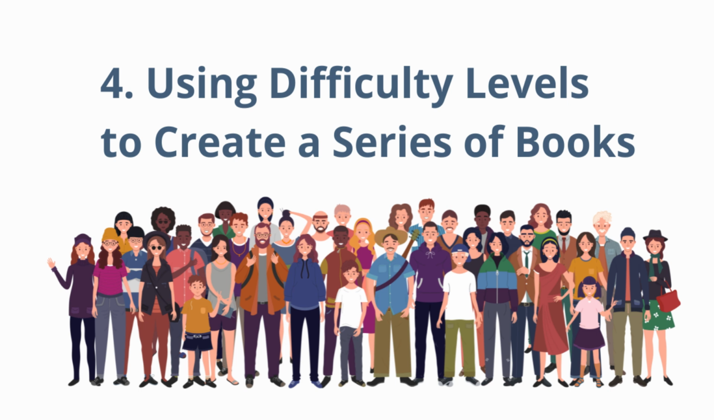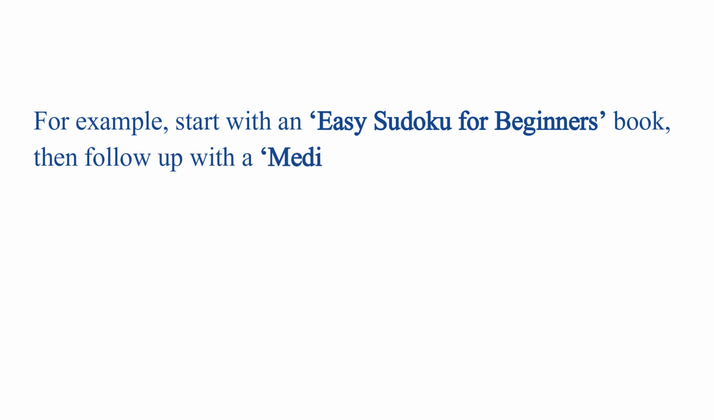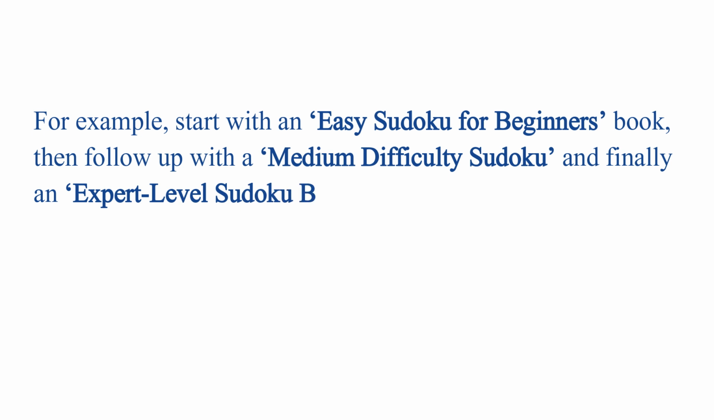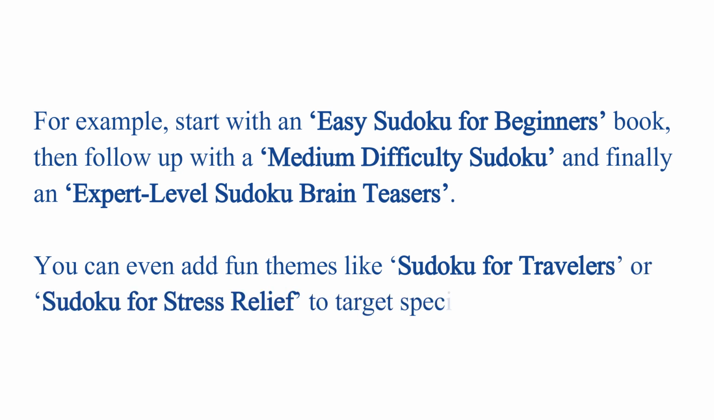So for example, start with an easy Sudoku for beginners book, then follow up with a medium difficulty Sudoku, and finally an expert level Sudoku brain teasers. You can even add fun themes like Sudoku for travelers or Sudoku for stress relief to target specific interests. By categorizing and branding your books properly, you build a loyal customer base that will come back for more as they improve their puzzle solving skills.